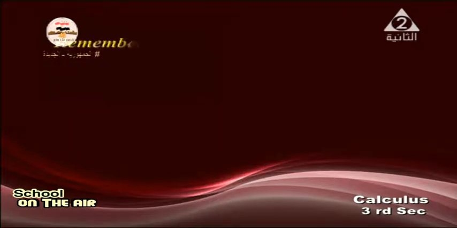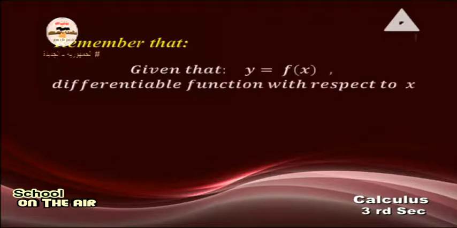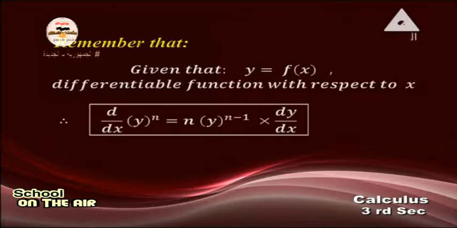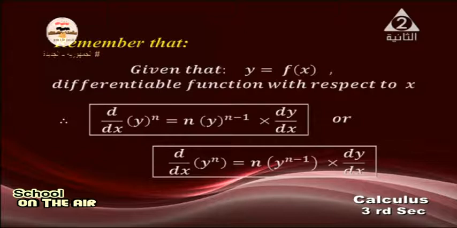Dear students, remember that given that y equals f of x is a differentiable function with respect to the variable x, then the derivative of y to the power n equals n multiply y to the power n minus 1 multiply the derivative of the function inside the bracket, which is dy dx. Or the derivative of y power n with respect to the variable x equals n multiply y to the power n minus 1 multiply dy dx.